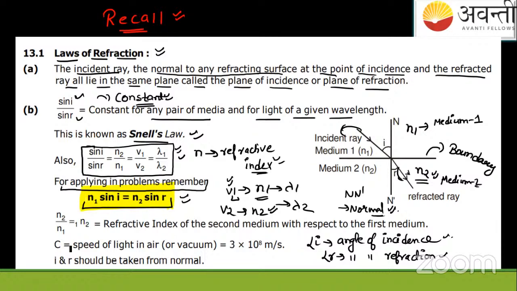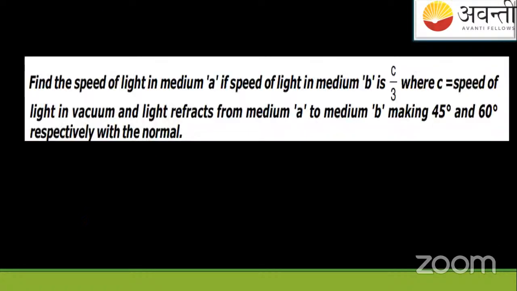If somewhere they give you this symbol with 1 and 2, it means the refractive index of the second medium with respect to the first medium. Did you understand, students? Got this? Okay? Yes? Okay, very good. Excellent, students. Now this is a recall question for you, solve it yourself. I'm providing it on the slide.